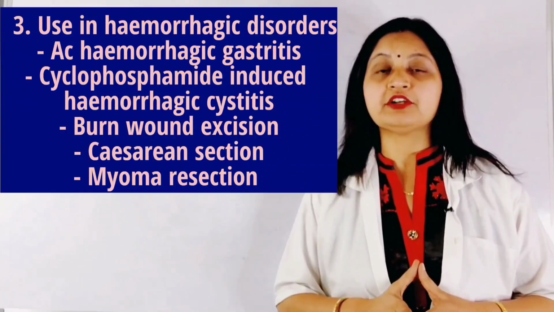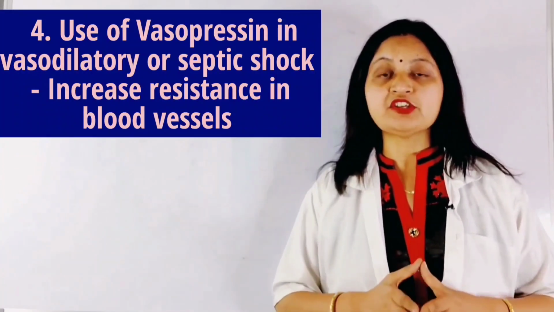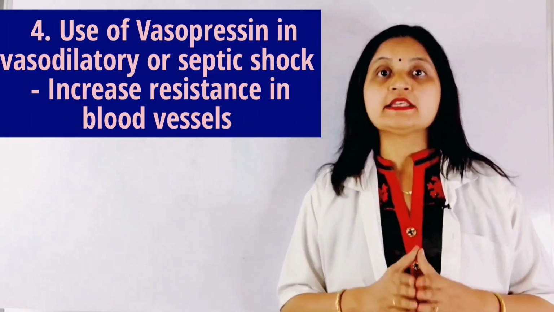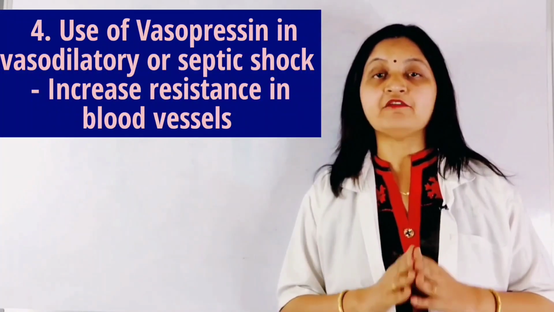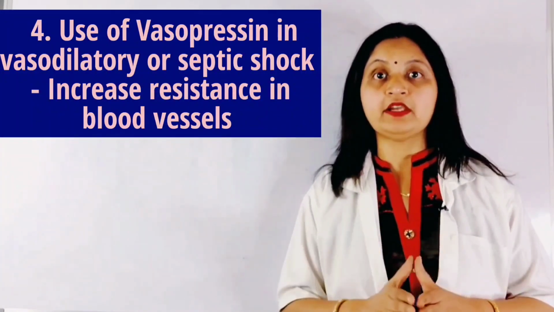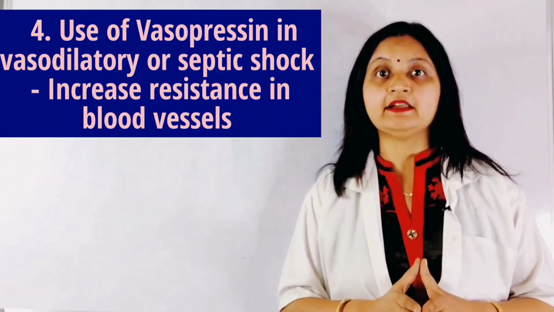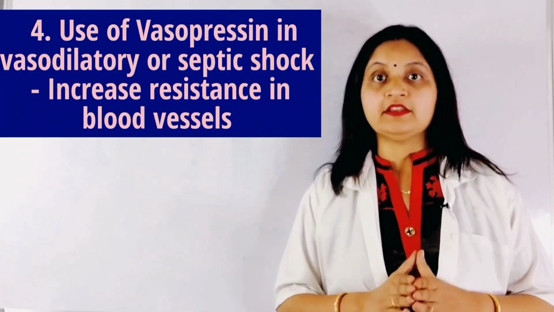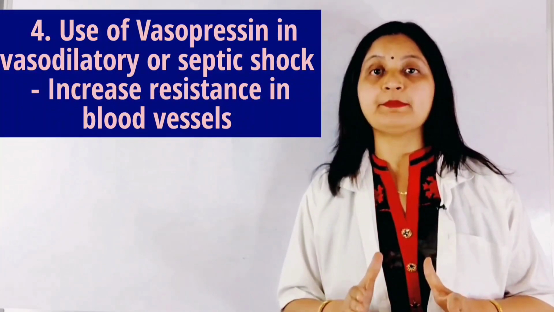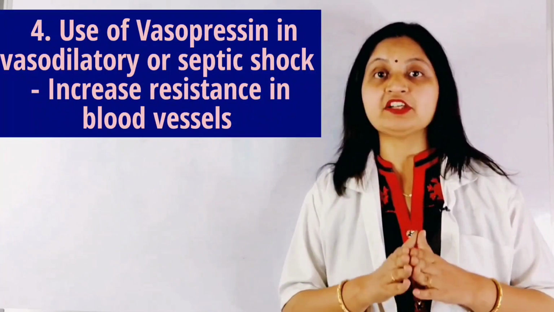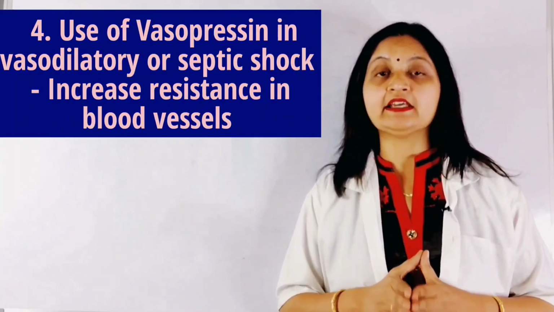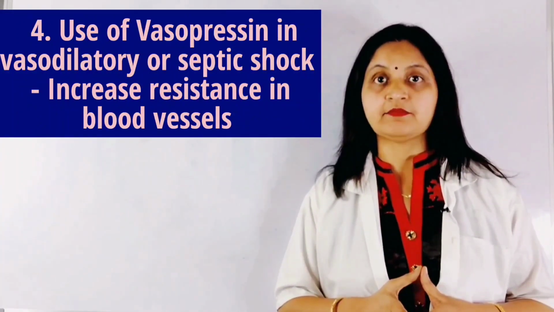Vasopressin can also be used for the treatment of vasodilatory or septic shock by causing constriction of blood vessels. Although norepinephrine is the preferred drug in the treatment of septic shock, it has been seen that vasopressin, when combined with norepinephrine, produces superior efficacy and a better effect compared to vasopressin when used alone. Therefore, vasopressin can be combined with norepinephrine in the management of vasodilatory shock by causing V1 receptor mediated vasoconstriction and increasing the resistance in the blood vessels.